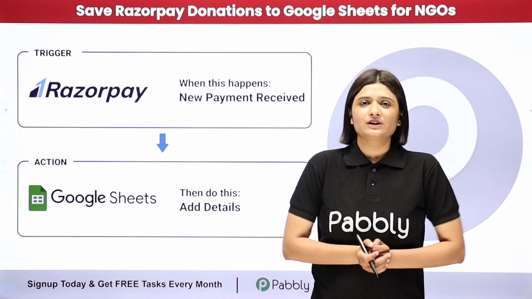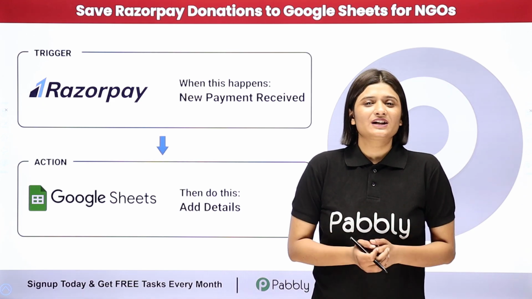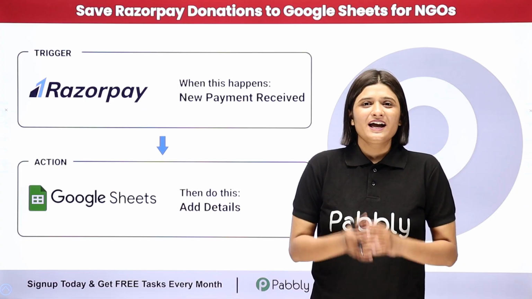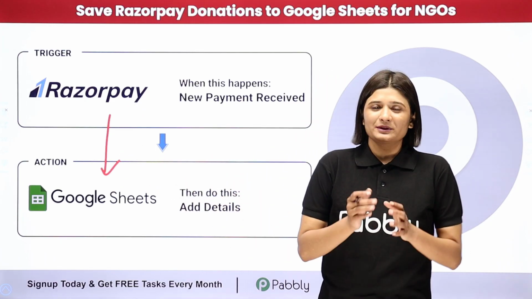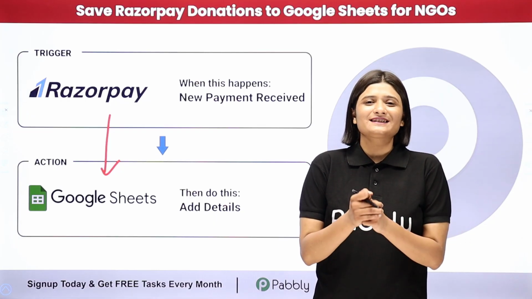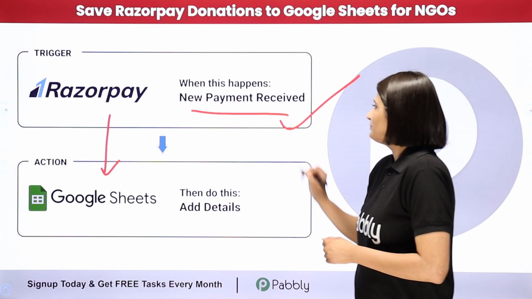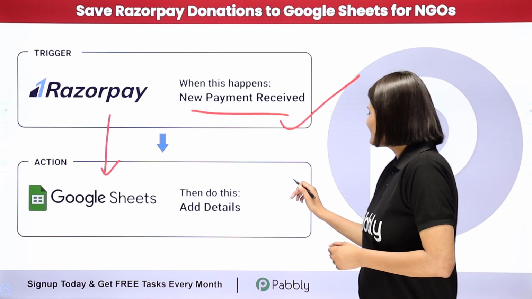And to do this automation, I'm going to use Pabbly Connect. Pabbly Connect is an amazing automation and integration software which requires no coding or programming skills. Here I just need to build a connection between Razorpay and Google Sheets. With the help of Pabbly Connect, I am going to build this connection in such a way that whenever I receive a new donation or a new payment in my Razorpay, all the details will be automatically added to my Google Sheets spreadsheet.